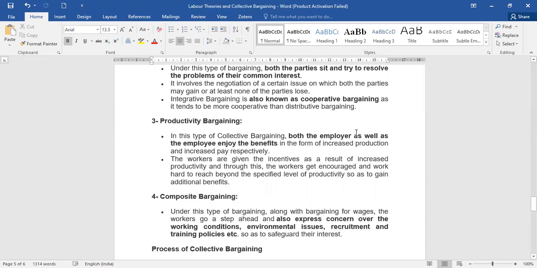Then we have productivity bargaining. It talks about both employee and employer enjoying the benefits in the form of production and increased pay. So the workers are given incentives as a result of increased productivity, which can motivate them to work harder and gain additional benefits.